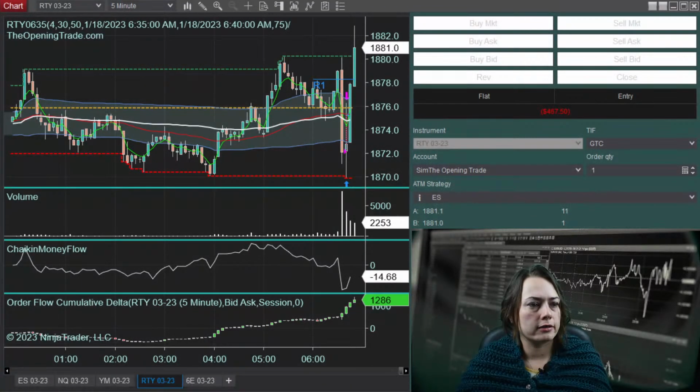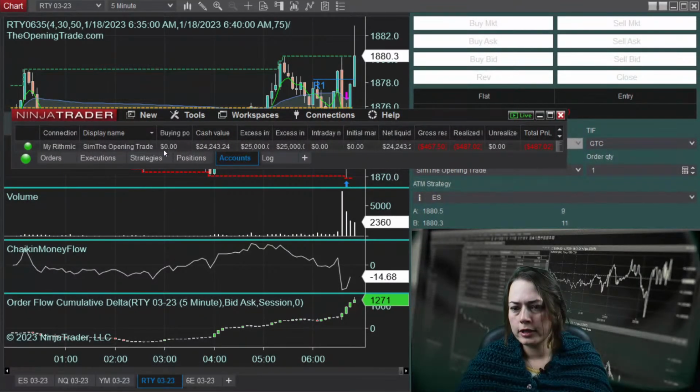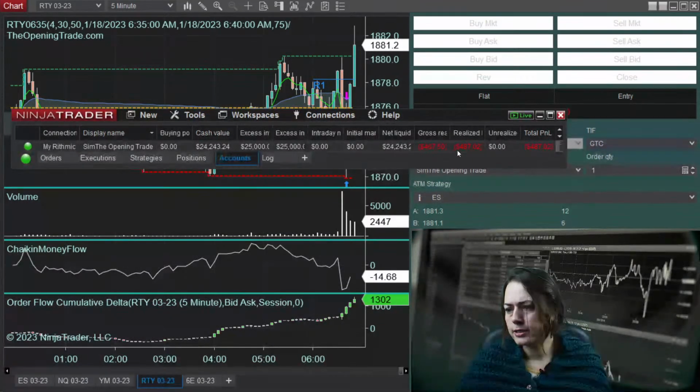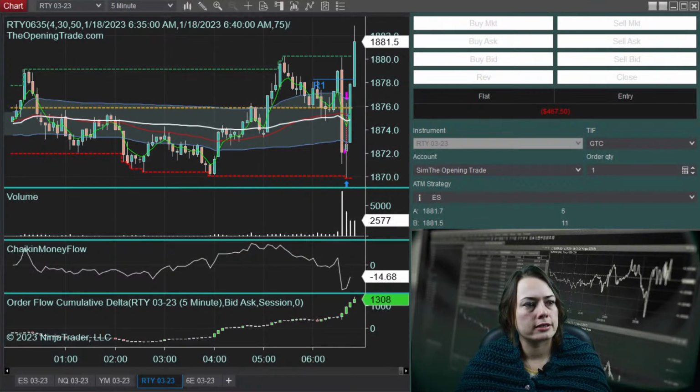So let's take a look at our account position now that we have seen all 4 of those trades go up. So here we have, again, this is our account in the simulation, the opening trade, cash value, excess. Here's what we saw today. A gross loss of this, a realized loss of this, because you got to add in those fees, right? Okay, so today was not a great day, but that's okay.